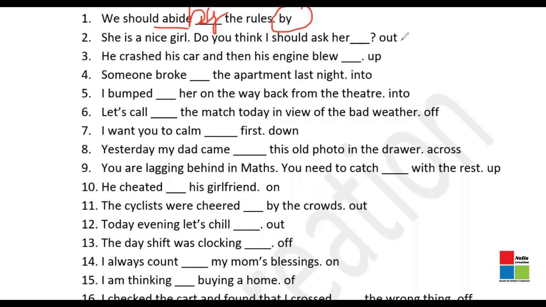Do you think I should ask her out? Ask her out means you are asking somebody to come and spend some time with you. So the preposition over is out.